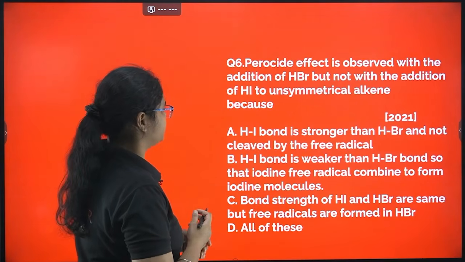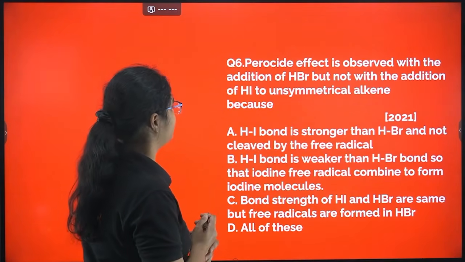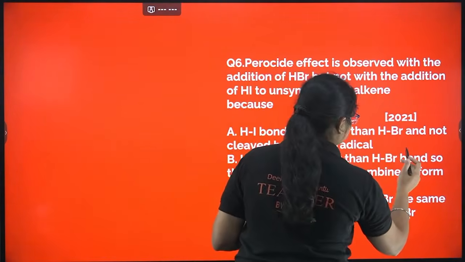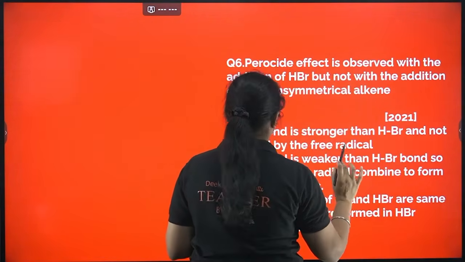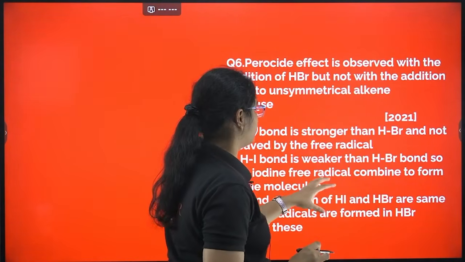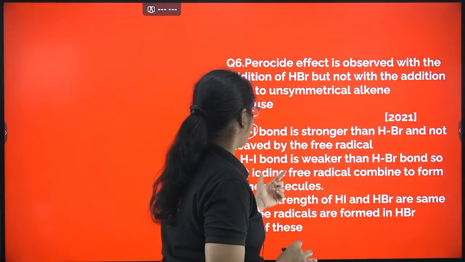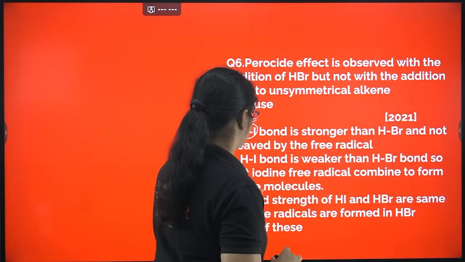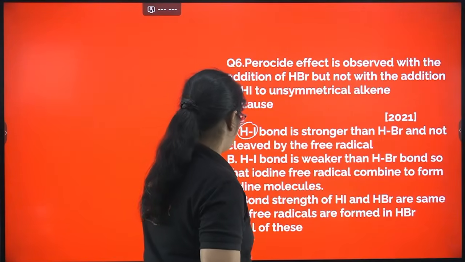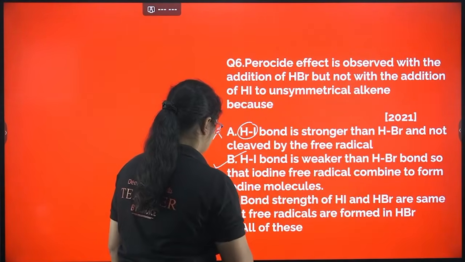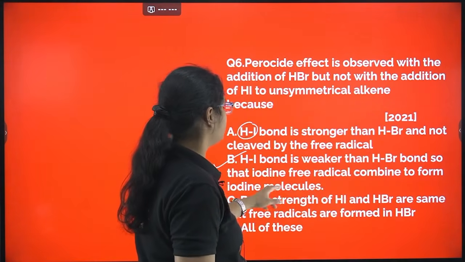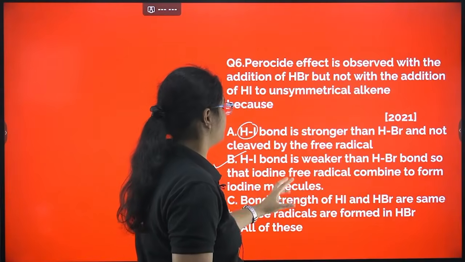Next, peroxide effect is observed with the addition of HBr but not with the addition of HI to unsymmetrical alkene because HI bond is stronger than HBr and not cleaved by the free radical. See, HI bond is not stronger, so this is not the correct one. HI bond is weaker than HBr, so that iodine free radical combines to form iodine molecules. Next, bond strength of HI and HBr are not same. Okay, then all of this no. So we have option number B as the correct answer here. HI bond is weaker than HBr bond, so that iodine free radicals combine to form iodine molecules.